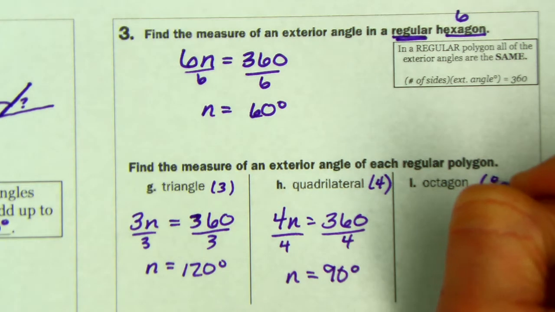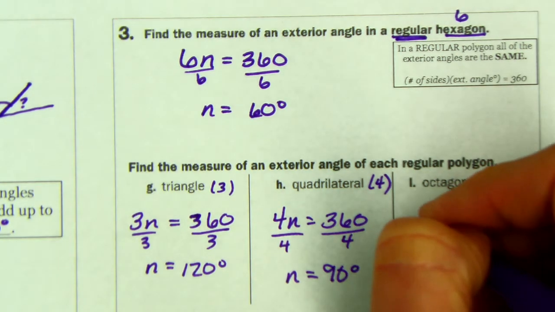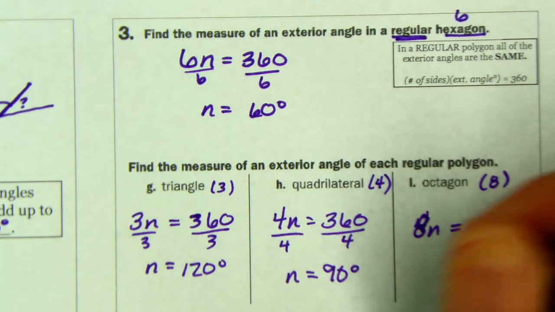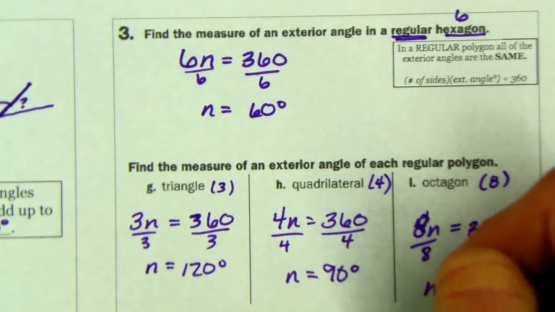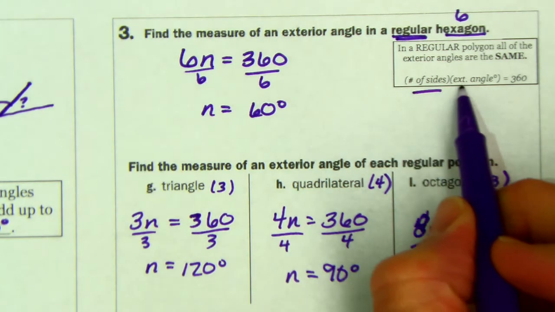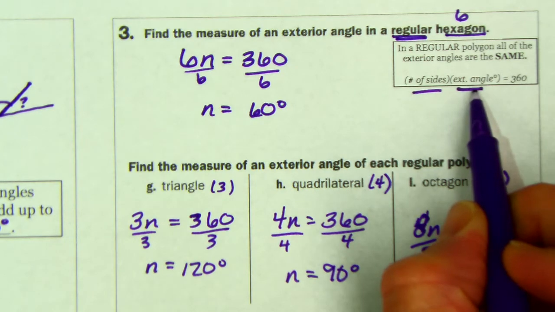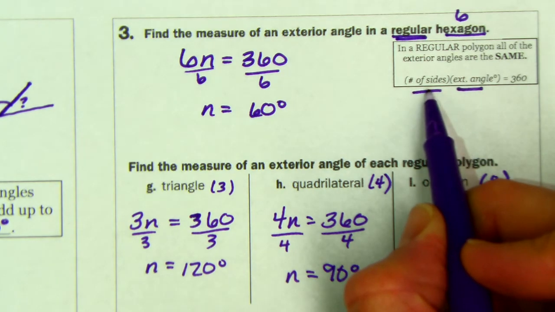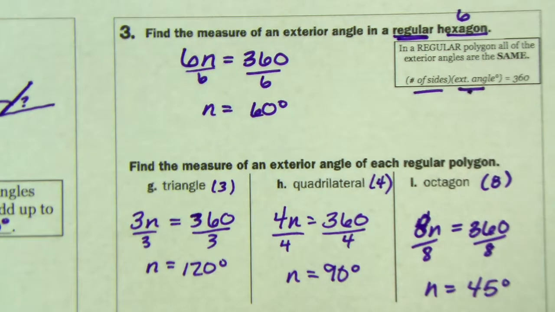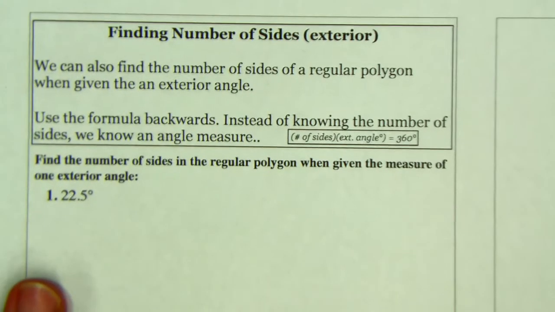An octagon, 8 sides. So 8 exterior angles, all of them equal 360. And when we divide by 8, the angle will be 45 degrees. All right? Because this is so simple, the number of sides, which is the number of angles, times what each measure equals, because they're regular, has to equal 360. I can use that equation to solve it for the opposite one.